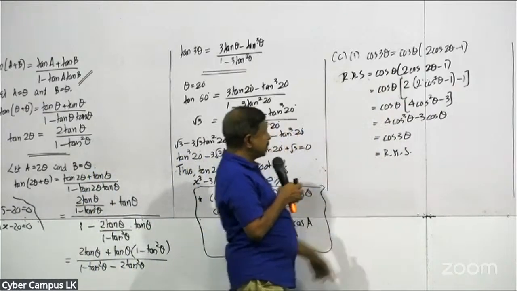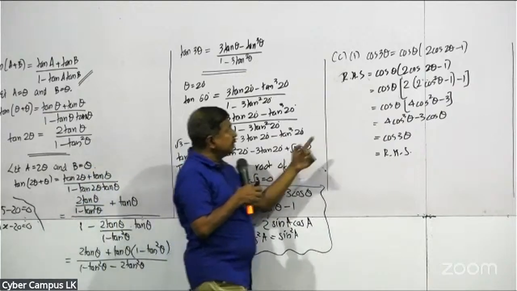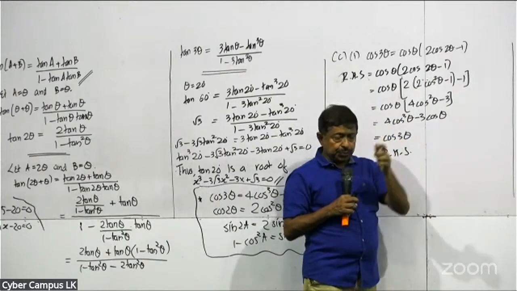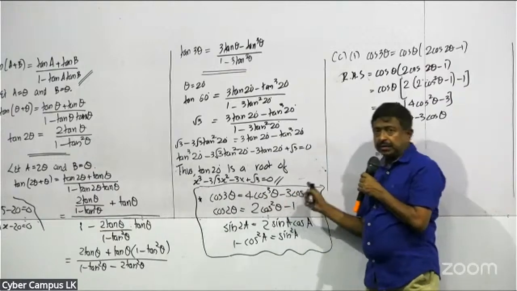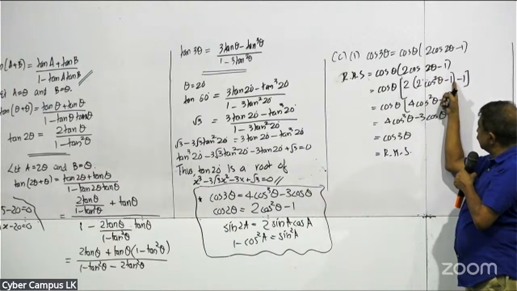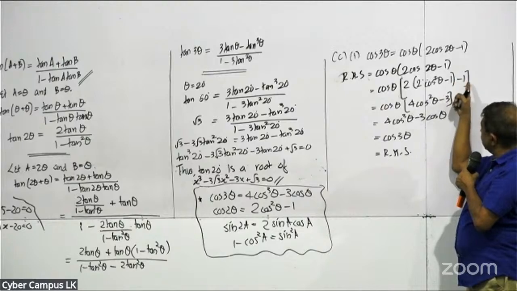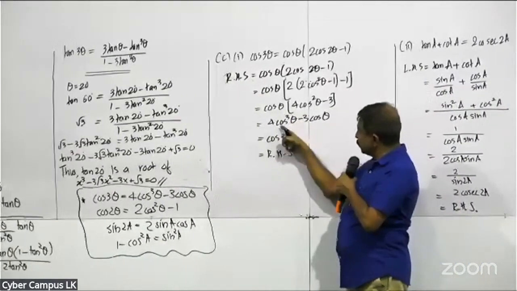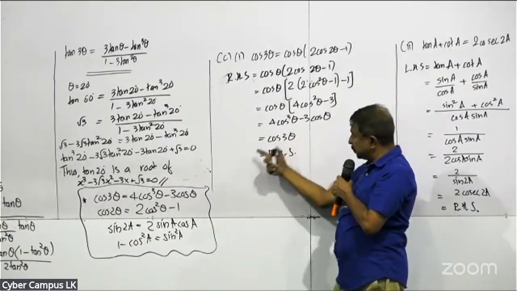For this problem, you need these two. Now you start with the right-hand side. To obtain cos 3 theta, you have to write everything in terms of cos theta. So replace this by 2 cosine square theta minus 1. You will eliminate the bracket: 2 times 1 is minus 2, minus 1, minus 3. Now eliminate the bracket. You get 4 cosine cube theta minus 3 cos theta, which is exactly cos 3 theta.